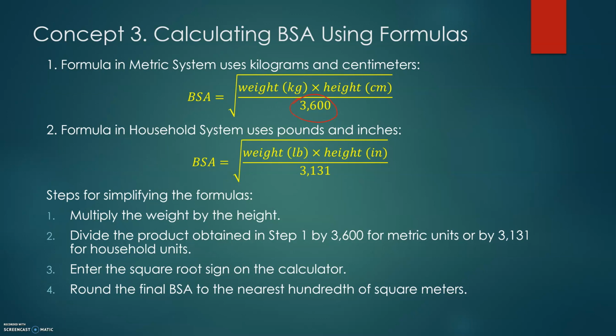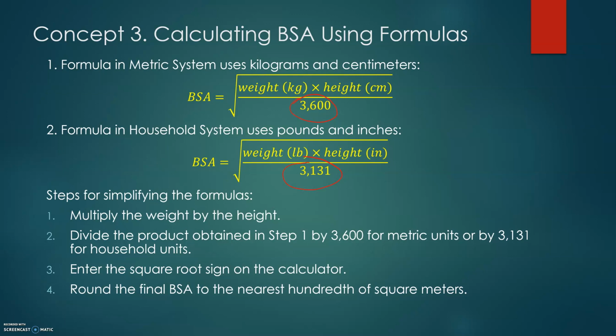If we are using the household system, then the formula will be changed slightly. The weight in pounds times the height in inches divided by another number, 3131. So this is for household system. And again, don't forget to extract the square root.